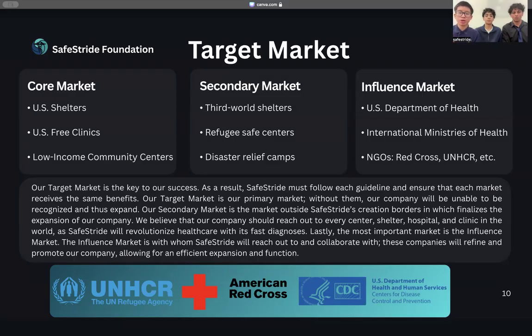And lastly, our influence markets, such as the U.S. Department of Health and other international ministries. These organizations will help us, like Johnson & Johnson, to make sure that our function goes as efficiently as possible.